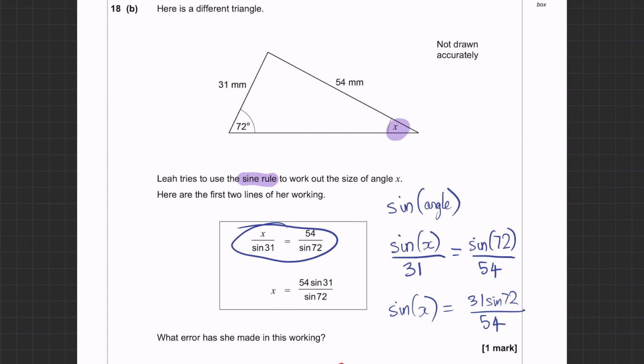Make sure you write it in the area below. I've written it here so you can see the whole question on the page. And write little explanations such as she has the length and angle swapped. Something like that will get you the mark.